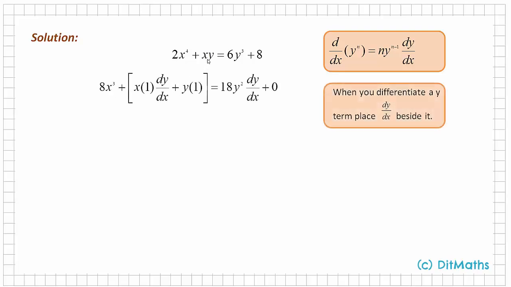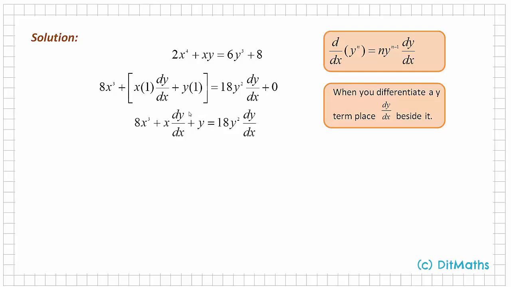But when we differentiate x times y, this is considered a uv type expression. So it'll be u, x, times y differentiated. And when we differentiate y with respect to x, we get 1, and we put dy dx beside it, plus v, which is the y term, times x differentiated. Differentiate x, we get 1. And on the right hand side, if we differentiate 6y cubed, we get 18 times y squared, and we write dy dx beside it. Differentiate 8, which is just a constant, we get 0.